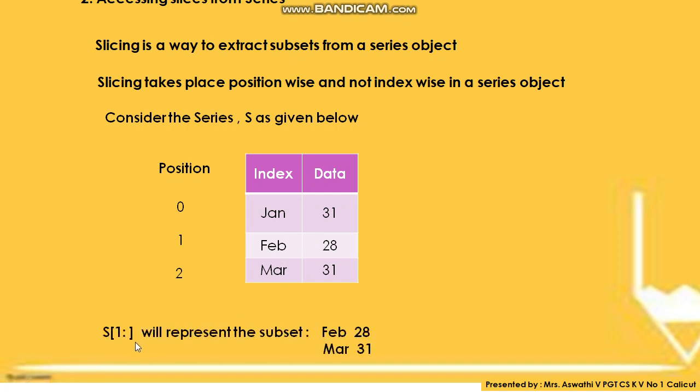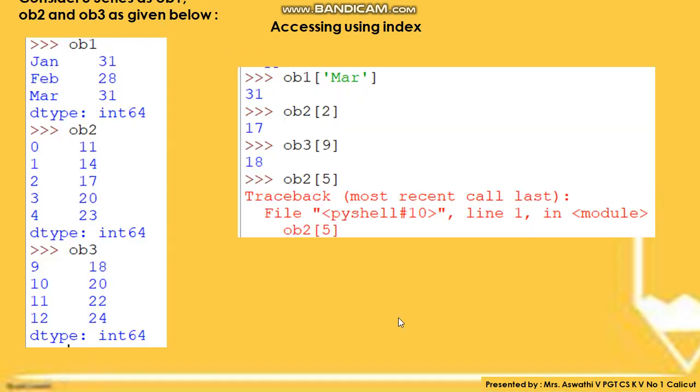Now S1 colon, if I give, which data will it represent? S1 colon means it starts from position 1, and the last index is not specified. So it will take all the data from 1, that is Feb 28 and March 31 will be there in the output. Now look at the examples here.